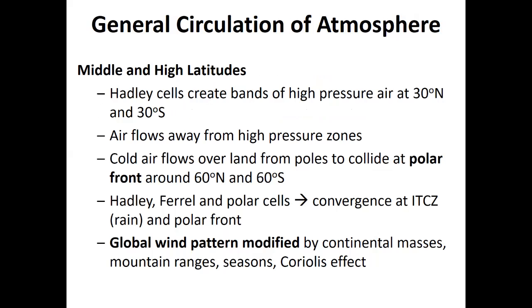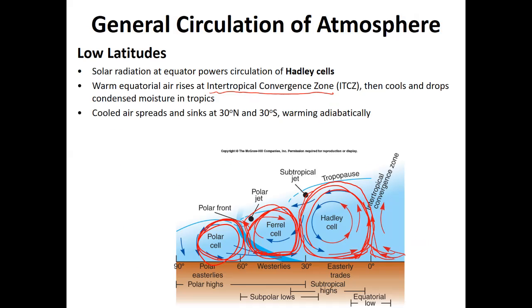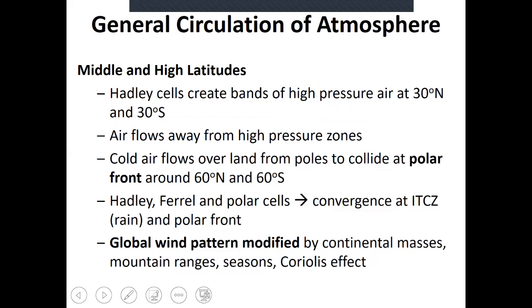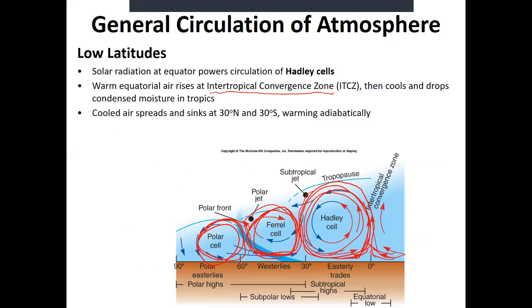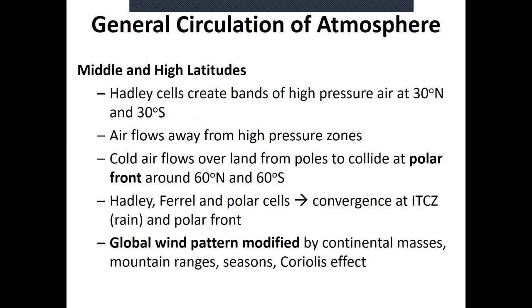Now, the Hadley cells, that's this tropical convection cell. They create bands of high pressure at about 30 degrees north and 30 degrees south. Why high pressure? Because that's where the air is descending. Remember, descending air creates high pressure. High pressure is good weather, so usually good weather there. Air flows away from the high pressure zones.